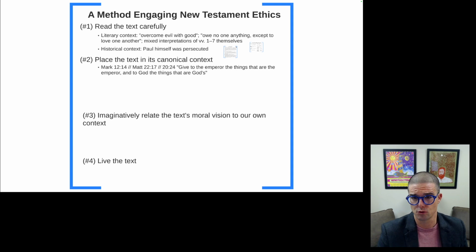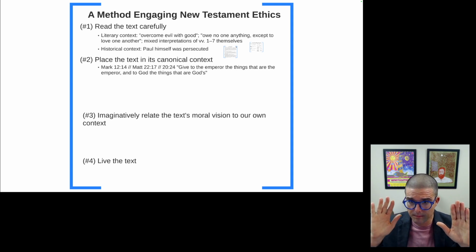So Mark chapter 12 verse 14, Matthew 22:17, and Luke 20:24. These are all parallel passages. They occur in all three of the synoptic gospels. They're going to say, and this is Jesus speaking, give to the emperor the things that are the emperor's, and to God the things that are God's.